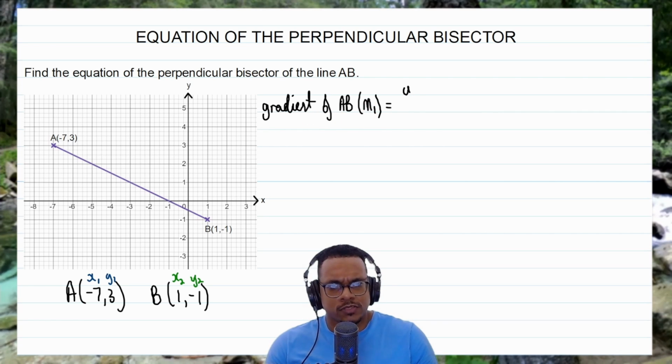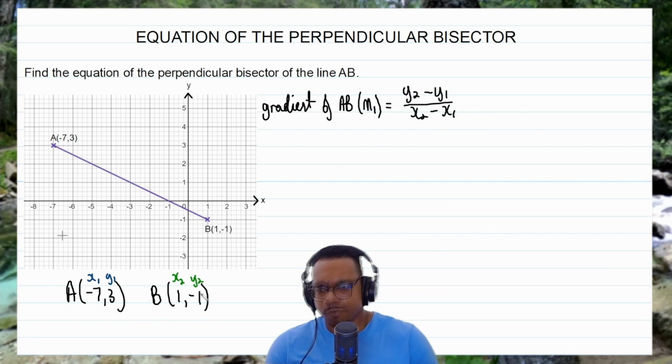And I'll call the gradient of the line AB m1. So m1 is equal to y2 take away y1 divided by x2 take away x1. So y2 is -1 and y1 is +3. So y2 take away y1 would be -1 take away +3. So I'll have -1 take away +3 divided by x2 is +1 and x1 is -7. So for x2 take away x1, I'll have +1 take away -7.